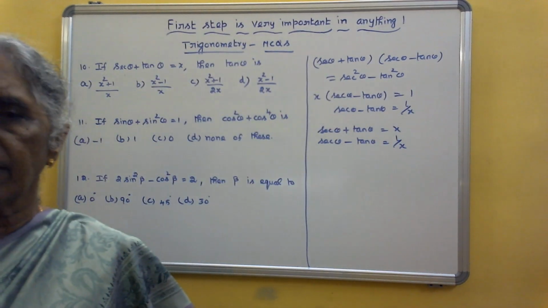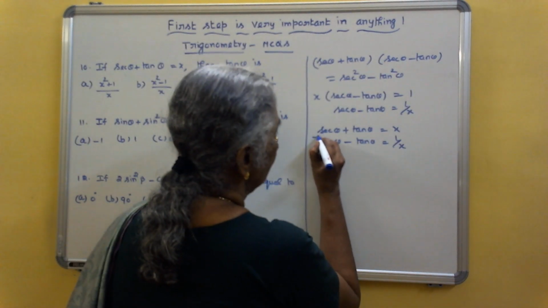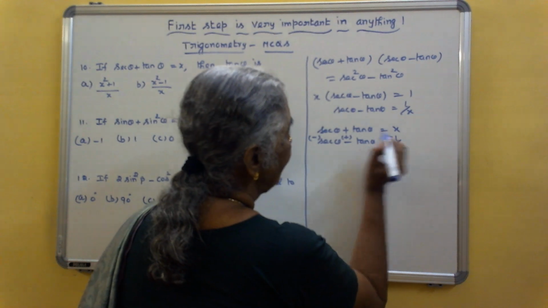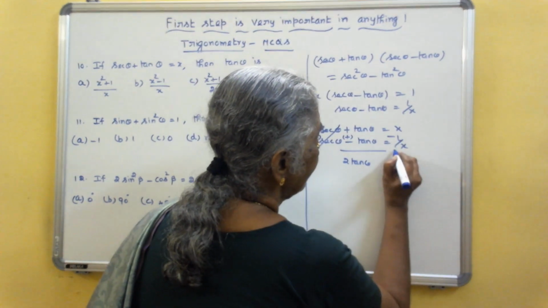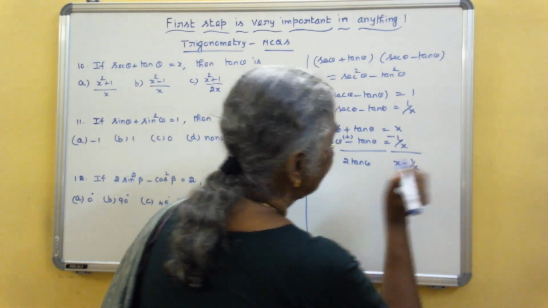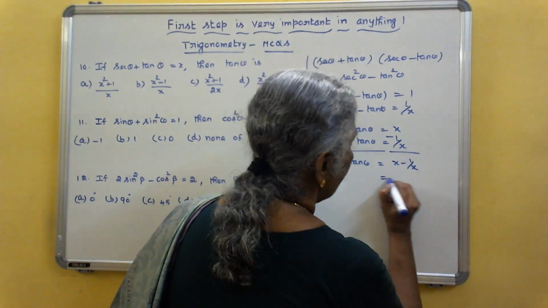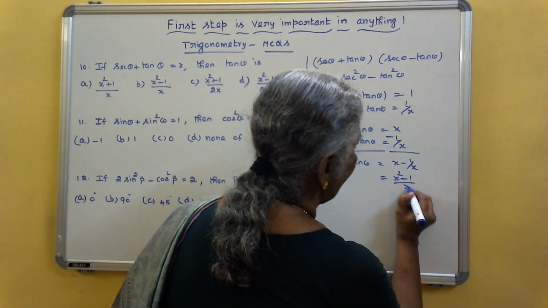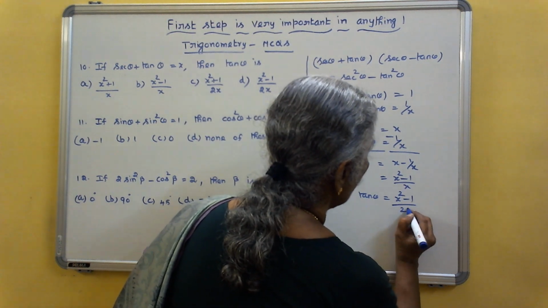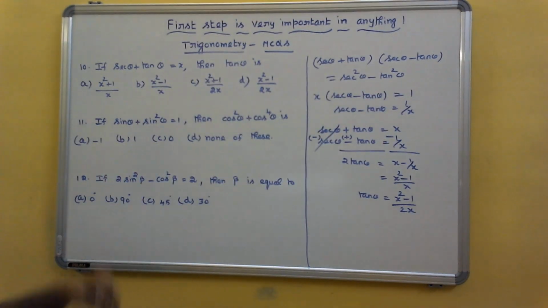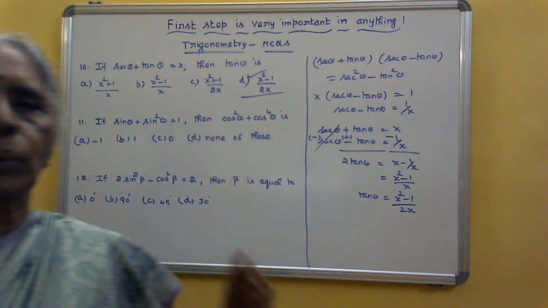I want tan theta. So my secant theta should get cut. So I am subtracting. So this will be minus, that should be plus, that will be minus. This will get cut. You will get 2 tan theta, that is equal to x minus 1 by x. Correct? That is equal to (x squared minus 1) by x. So tan theta will be (x squared minus 1) by 2x. Check the options. Option B, that is (x squared minus 1) by 2x is correct.